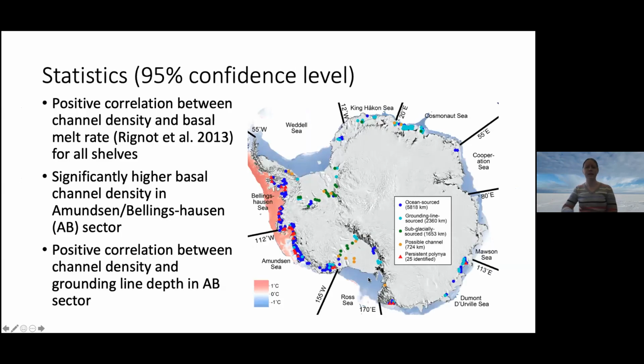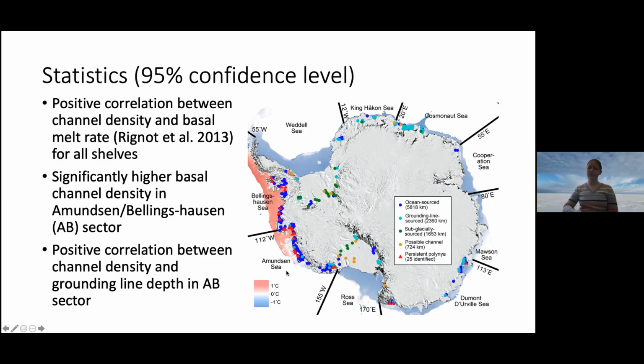We do notice with these features in general that there is a positive correlation between basal channel density and basal melt rate. My guess is just looking at the mapping, you can see that visually. I've put ocean bottom temperatures on here. And so in those areas where we tend to have a lot of circumpolar deep water, we tend to have a lot of channels, especially ocean source channels. And so we do see that positive correlation. We do see a significantly higher density of channels in the Amundsen and Bellingshausen seas than anywhere else.